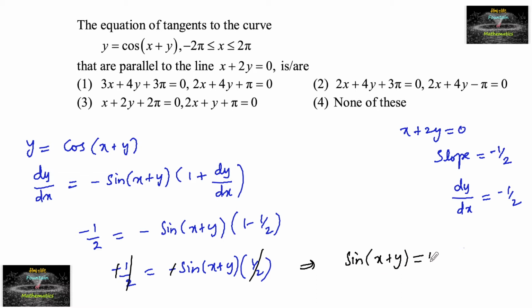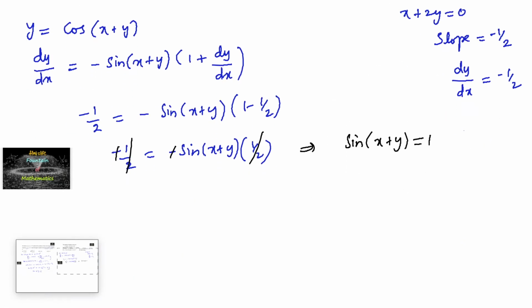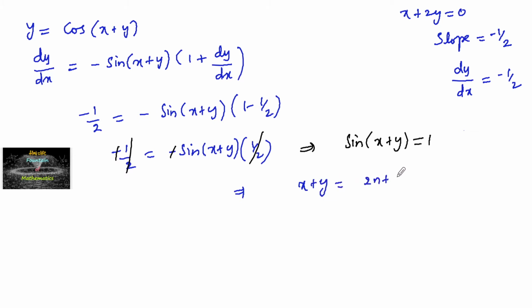equal to 1. So sine angle is 1, which implies x plus y is equal to an odd multiple of pi by 2. Our equation y is equal to cos of (x plus y), that is (2n plus 1) of pi by 2.